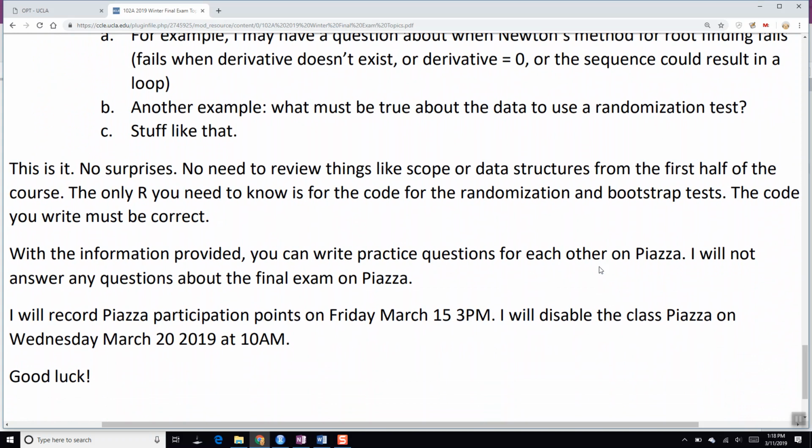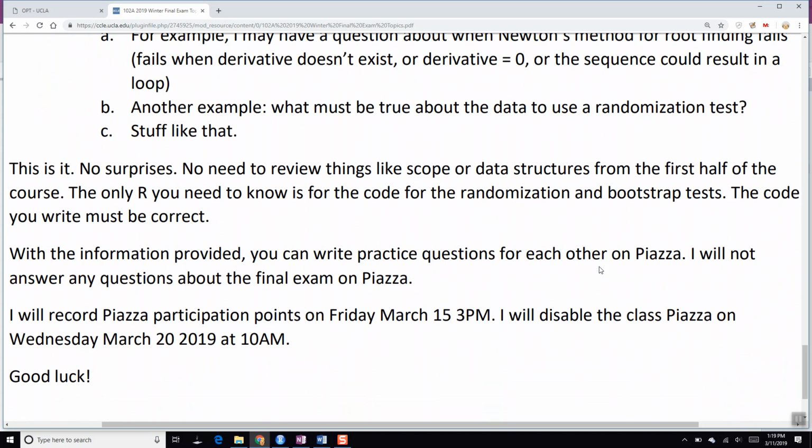I'll record participation points on Friday of this week, okay, for Piazza, and then I will shut down the class Piazza on the morning of the final exam, at 10 o'clock. So that means you can write stuff between Friday and Wednesday, but you just won't get points for it on your Piazza. Don't come to me complaining about that. And I think that's it. Okay. Any other questions?